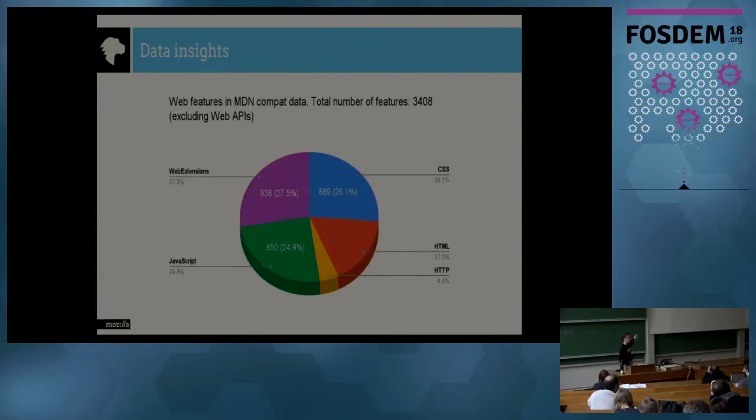And this already gives you a bit of a sense of how large these technologies are. Web extensions has a lot of APIs, so there are a lot of data points here. Same for CSS: all the properties, the selectors, at-rules, and so forth. HTTP is a bit smaller because we mostly have Compat data for HTTP headers in here.